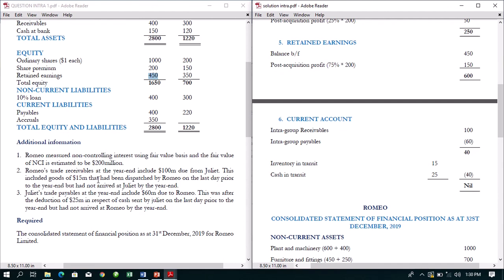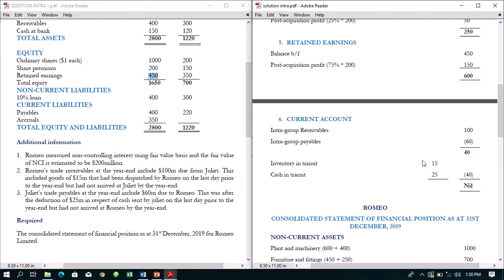Coming back to my additional note 2, we are told that this includes goods of 15 million that had been dispatched by Romeo on the last day prior to the year end. Which means Romeo, the parent, actually dispatched goods worth 15 million, but as at the year end those goods had not been received by Juliet. So automatically that is our inventory in transit. So my inventory in transit is 15 million.